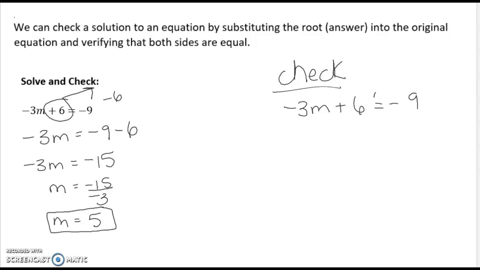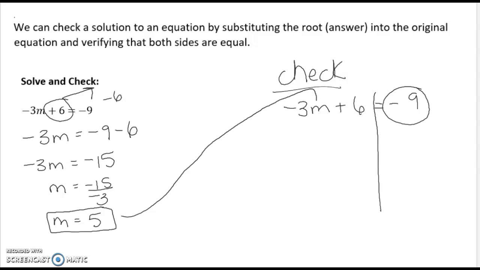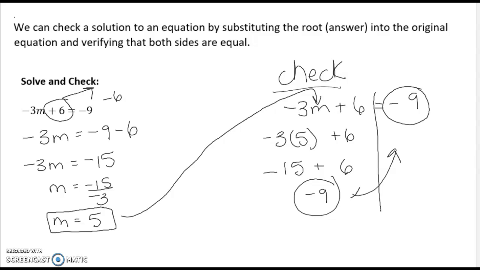Okay, so I'm just going to draw a line down here. We know that this side already equals negative 9. So now we're going to take this and sub it in here. So negative 3, instead of times m, it's now times 5, and then plus 6. Negative times a positive is a negative. 3 times 5 is 15. And so it's negative 15 plus 6, which gives us negative 9. And what do you notice here? Okay, they are the same, which means we did it right. Woohoo! Okay.